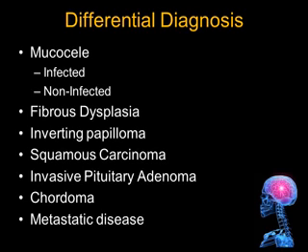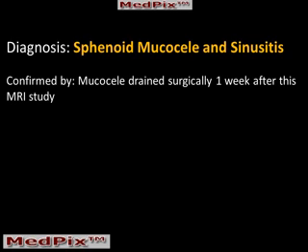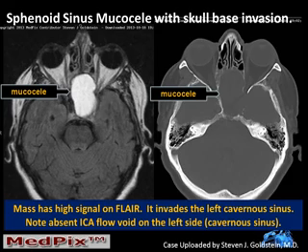Now, the differential diagnosis would include, in addition to mucocele, fibrous dysplasia, inverting papilloma, squamous carcinoma, invasive pituitary adenoma, chordoma, and metastatic disease for a lesion involving the sphenoid bone. However, in our case, the lesion is homogeneous, and it was surgically treated with drainage of the mucocele. So again, this has been a case of a sphenoid sinus mucocele complicated by enlargement and erosion and skull base invasion involving the cavernous sinus.